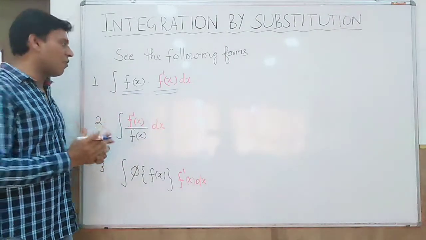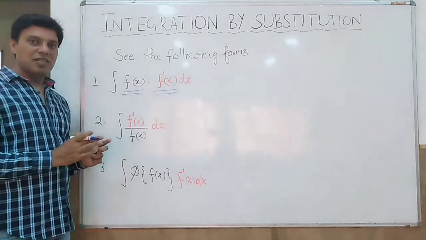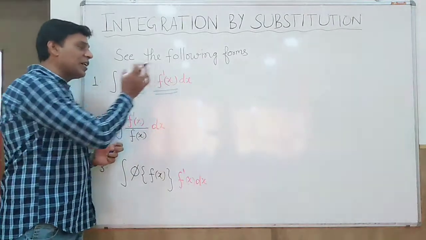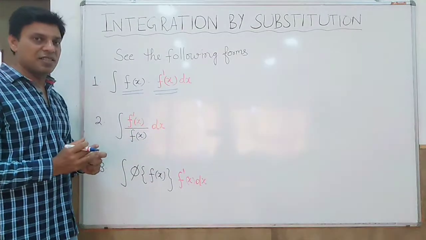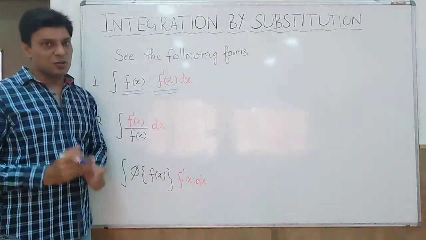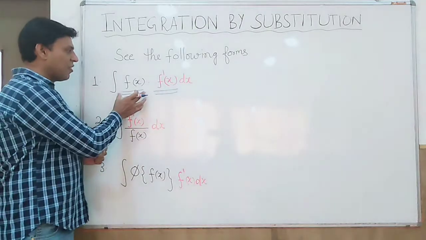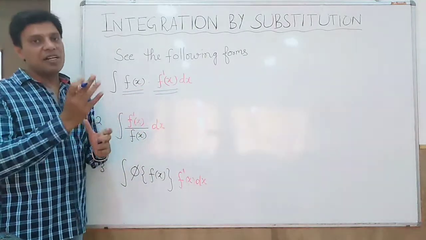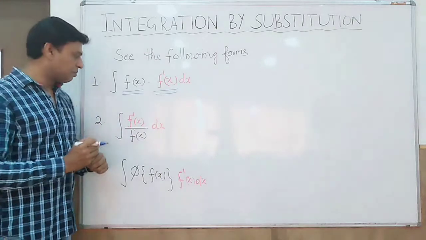In this type of form, you will have a function, and with this function you will have the derivative of the same function, that is f dash x. And I have written with the red color so that you can understand. So we have a function, and along with it we have the derivative of this function.